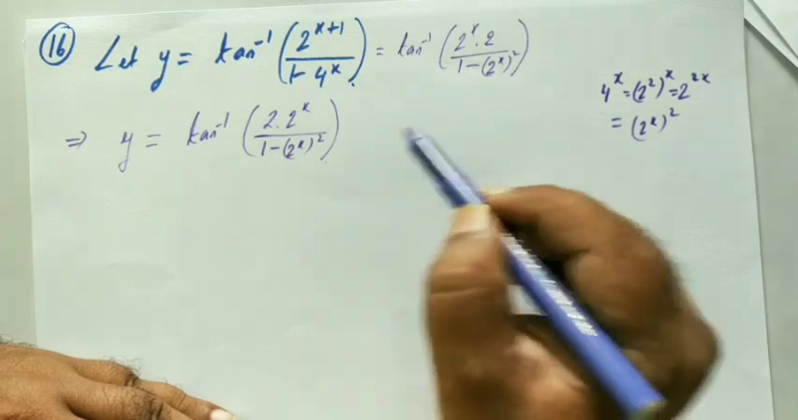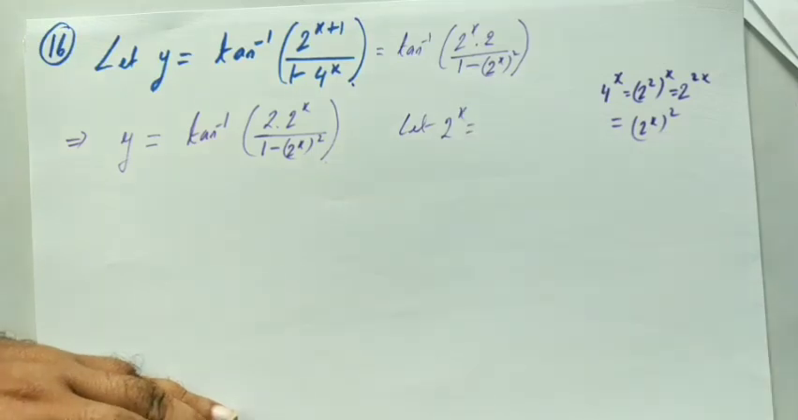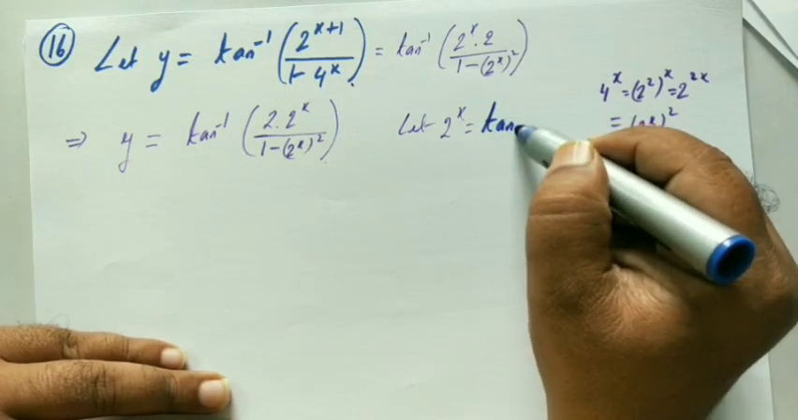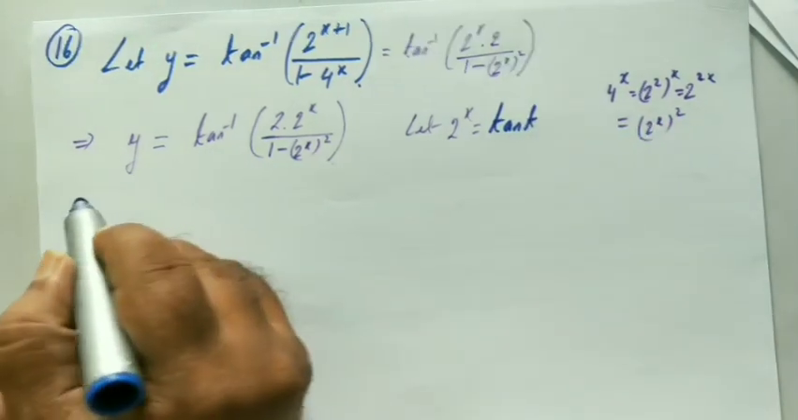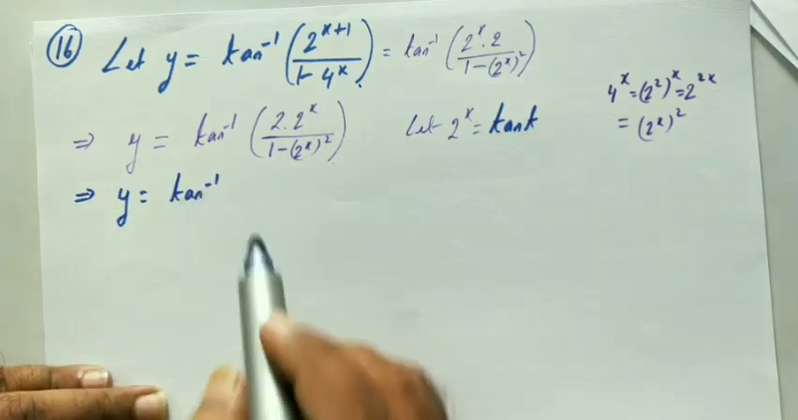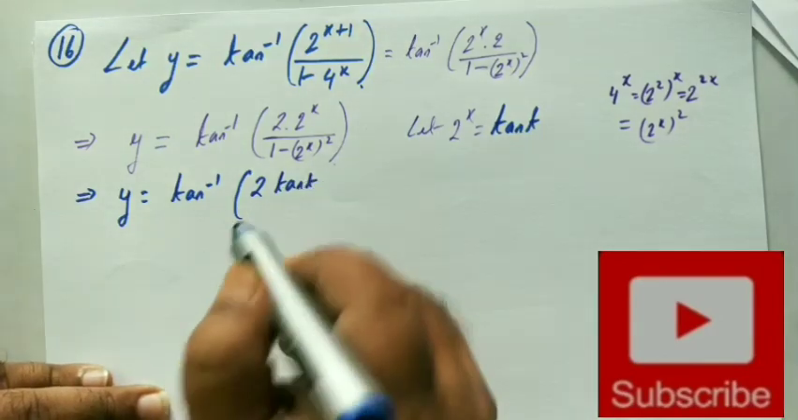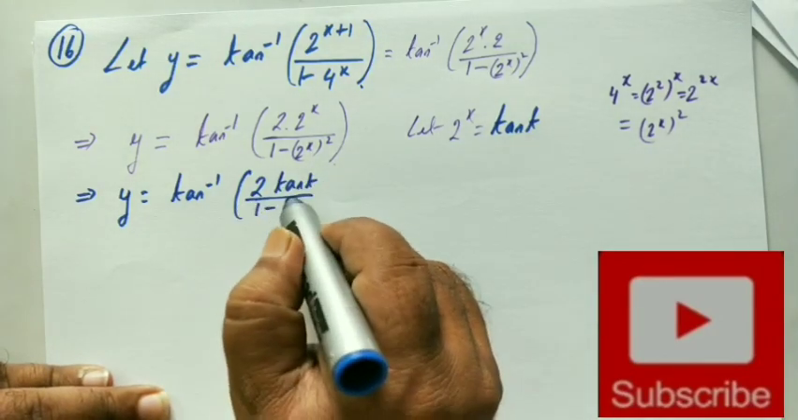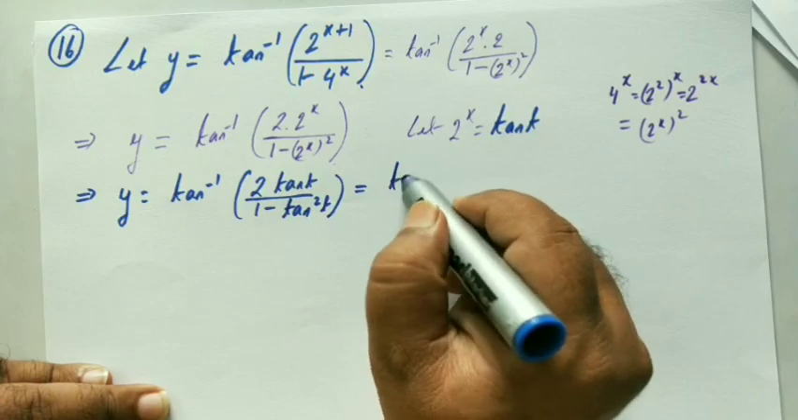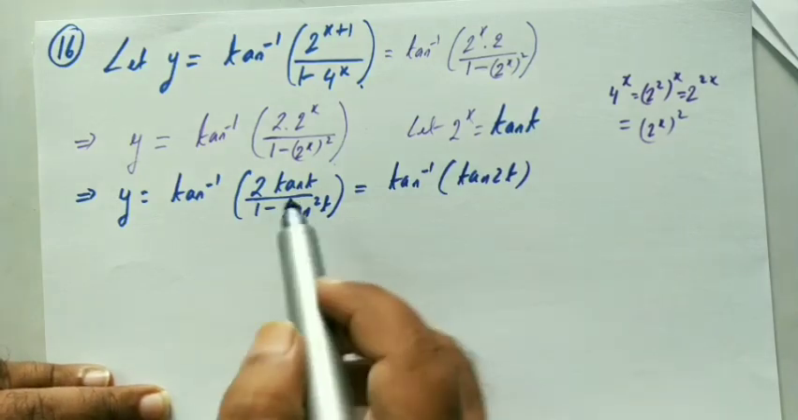Now let 2 to the power x be tan t. So y becomes tan inverse 2 tan t by 1 minus tan square t, and this is equal to tan inverse tan 2t. This is the formula: tan 2t is equal to this.